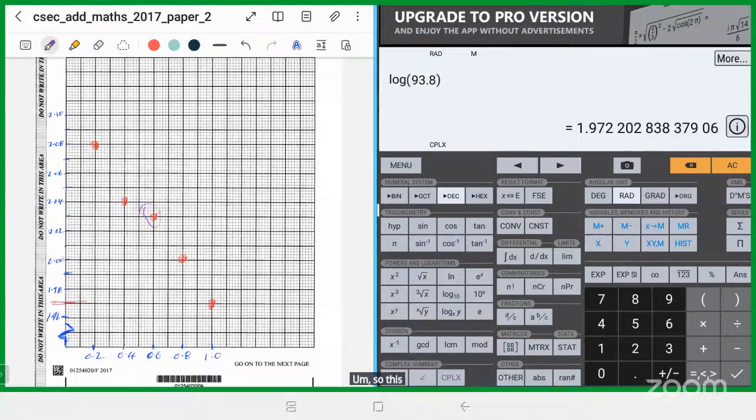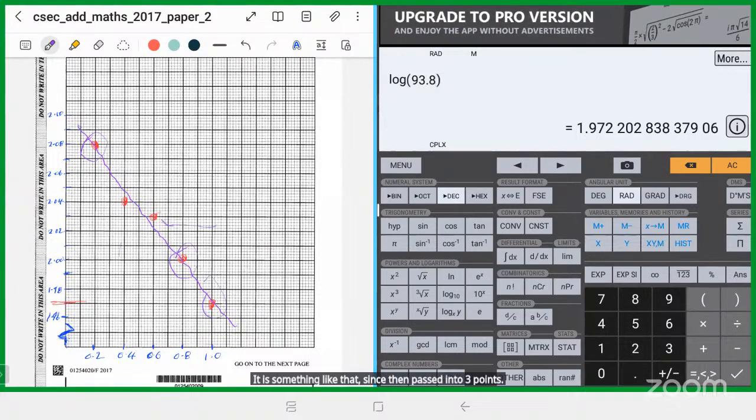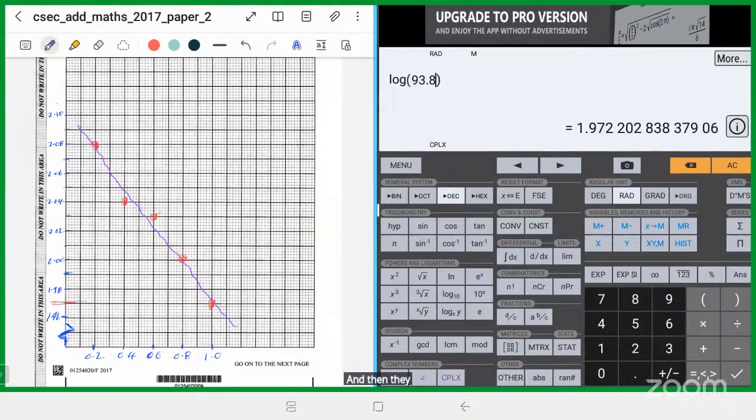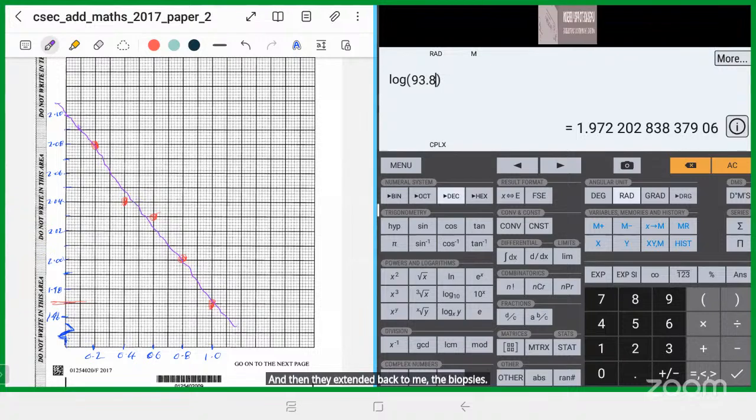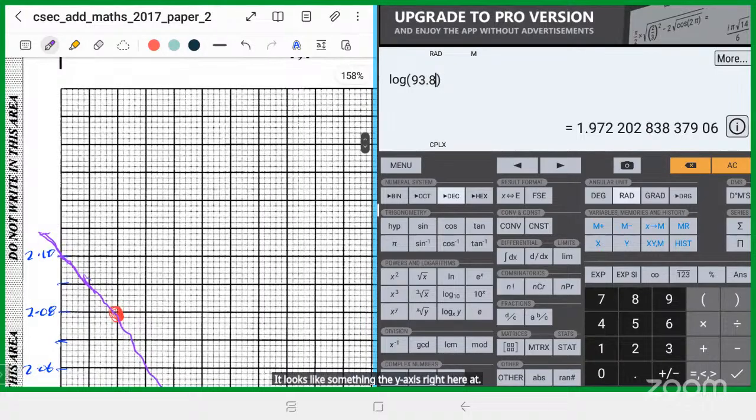So this one was an outlier, then kind of straighten up. So like this. Maybe something like that. So say I'm passing through 3 points, I have 1 below and 1 above, about the same distance on either side. So I can work with that line, something looking like that. Alright, you have to do it with the ruler though. And then you extend it back to meet the y-axis. It looks like it's meeting the y-axis right here at 2.10.